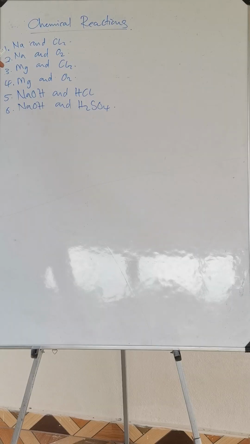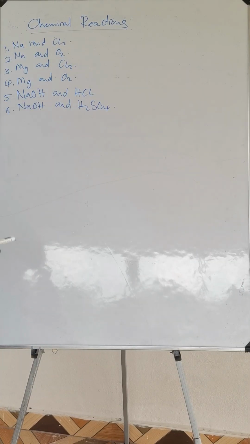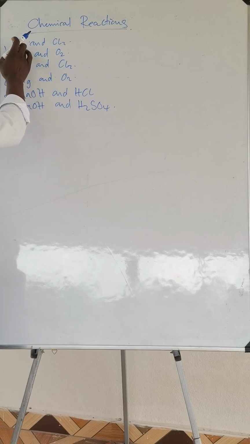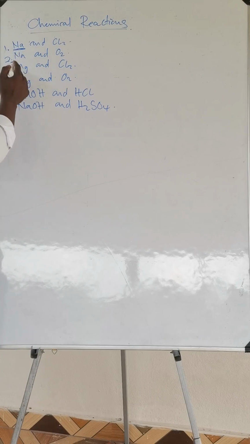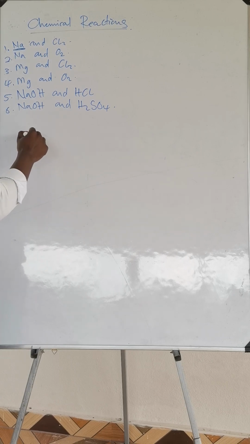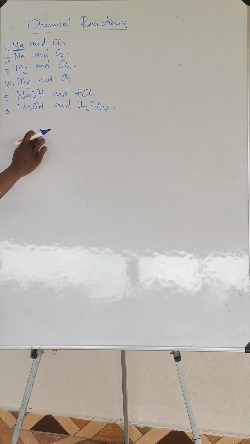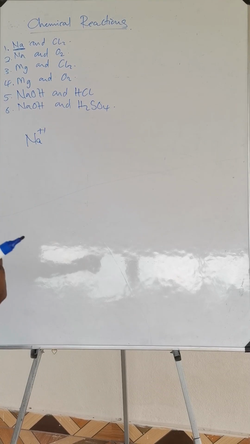So this is sodium and chlorine gas. When we react sodium and chlorine, sodium is an element from group 1. So it means the outermost shell of sodium has a maximum of 1 electron. So sodium is Na plus 1, because it loses 1 electron to attain the noble gas configuration.